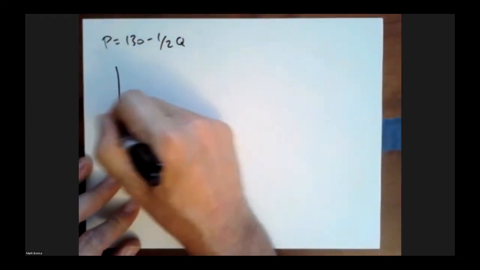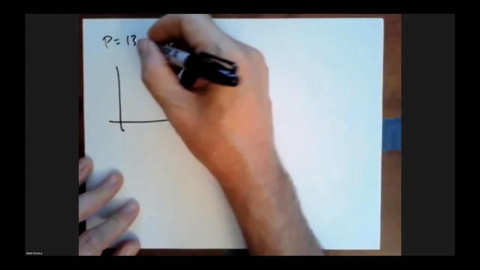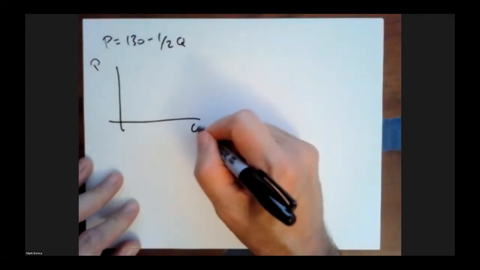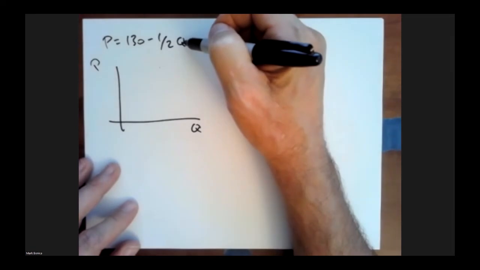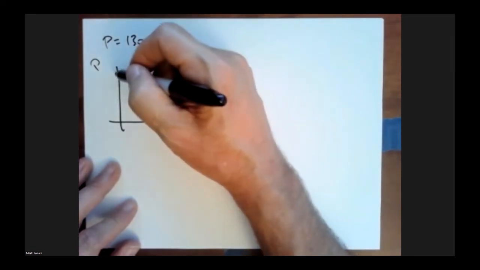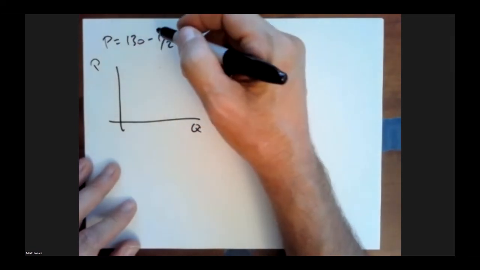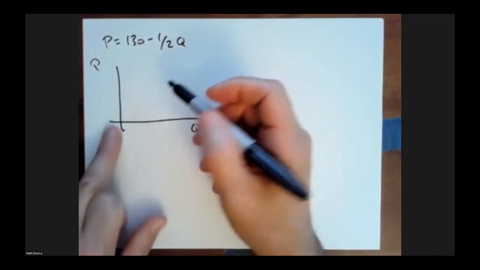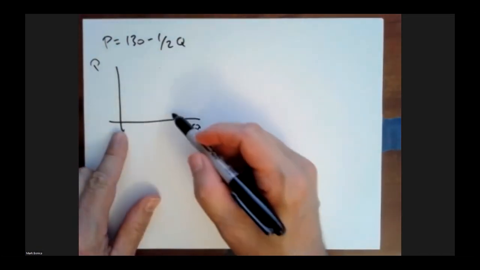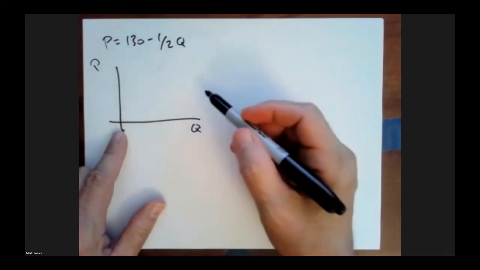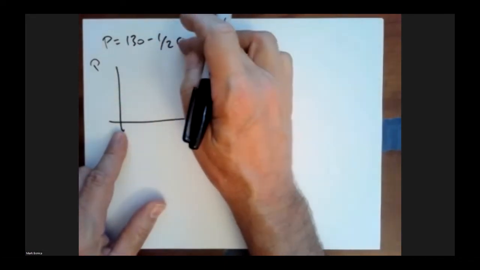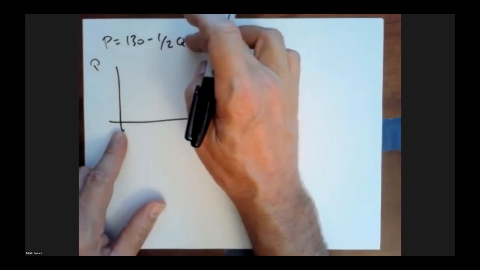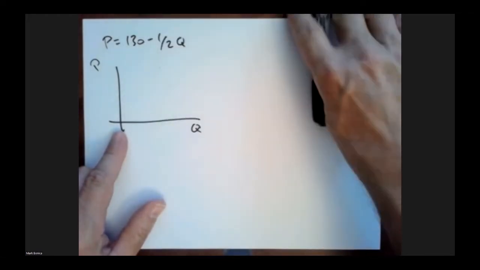So if we draw that, it looks like this, right? If we say, okay, this is P and this is Q. And when Q is equal to 0, what is the y-intercept for the price? Well, if we're here, where does the demand curve cross the P axis? If Q is equal to 0, minus 1/2 times 0 is 0. So then the price would be 130.